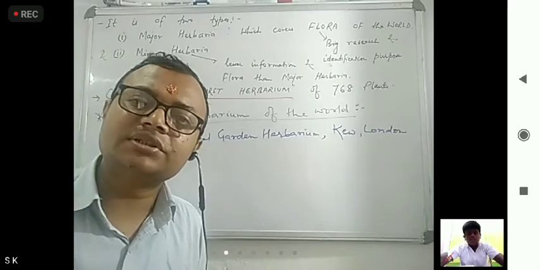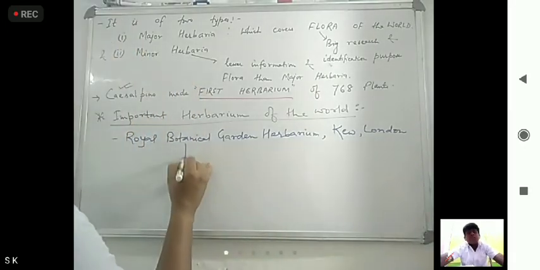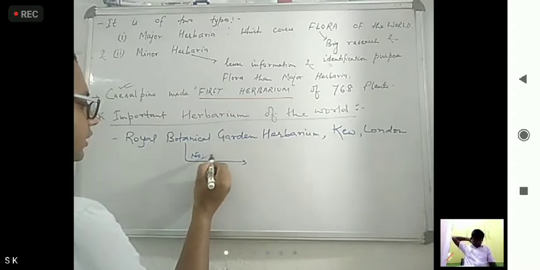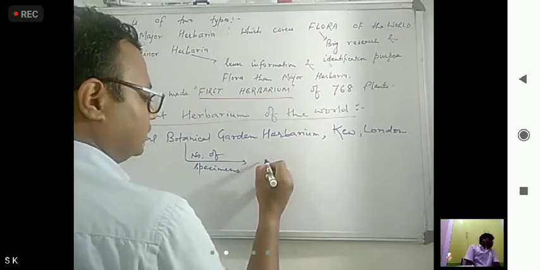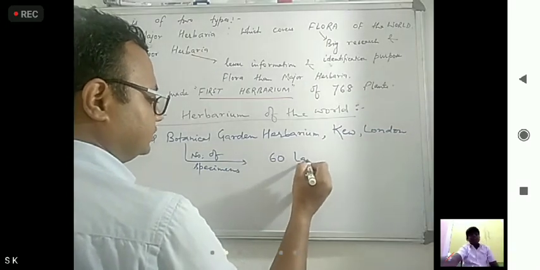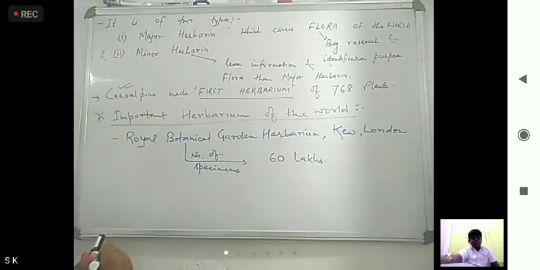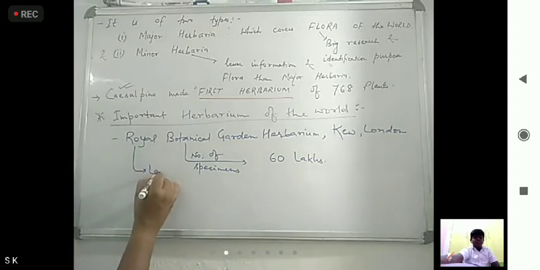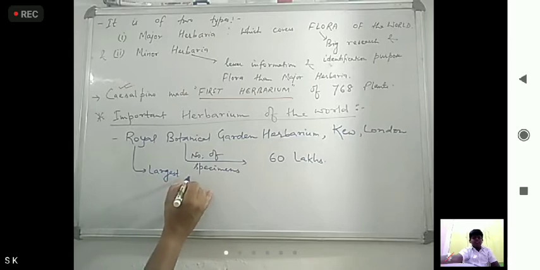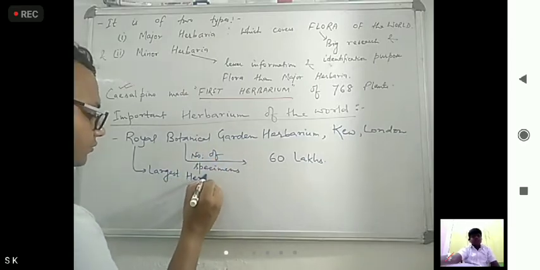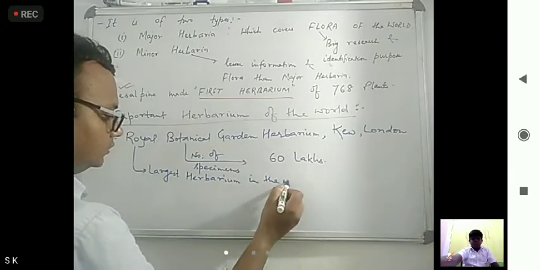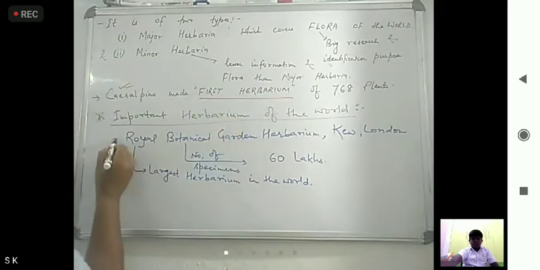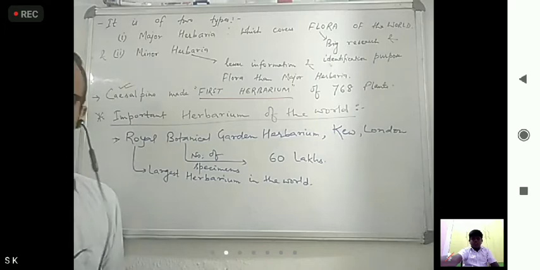Okay, and how many specimens are there? It contains 60 lakh specimens. So 60 lakh specimens are there in the Royal Botanical Garden. It is the largest herbarium in the world. Okay, so first is the Royal Botanical Garden Herbarium.